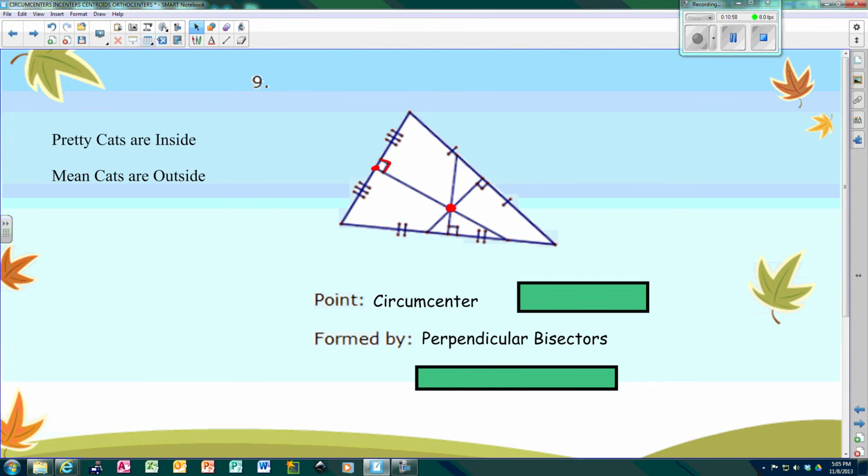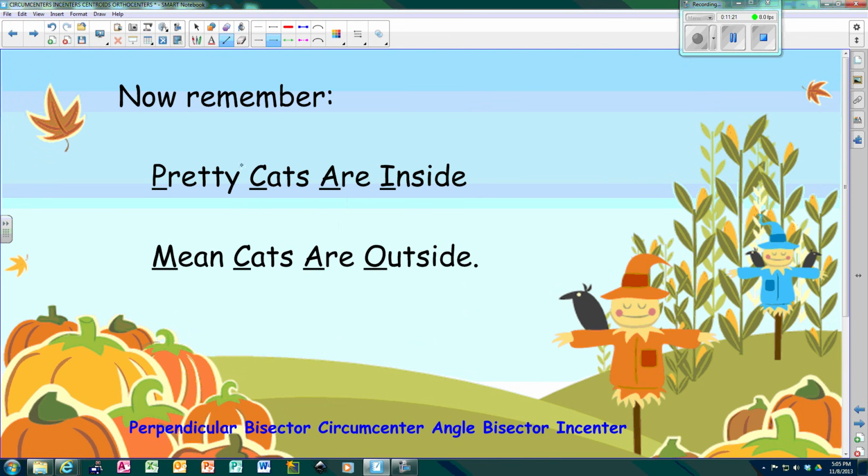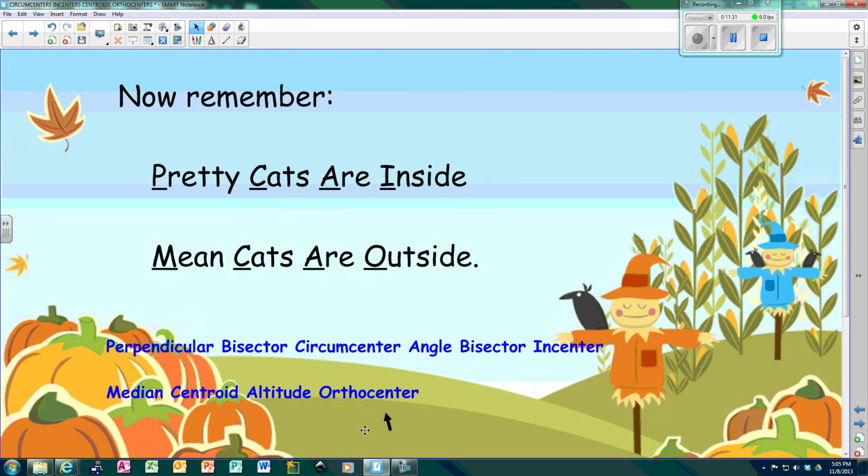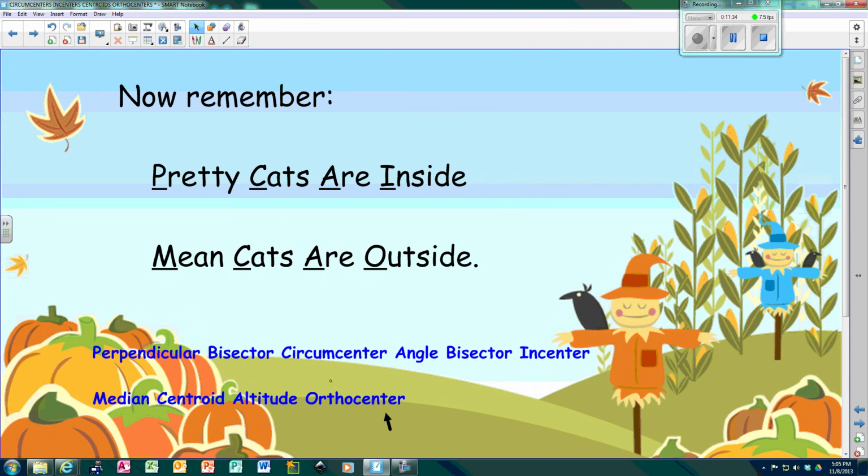So remember, we had that special property, just to refresh one more time, if you go here, if you draw a line from there to each one of your corners, all of those dotted lines are all the same length. Okay, so remember that. All right, remember, pretty cats are inside, mean cats are outside. Perpendicular bisector circumcenter, angle bisector incenter, median centroid, altitude orthocenter.